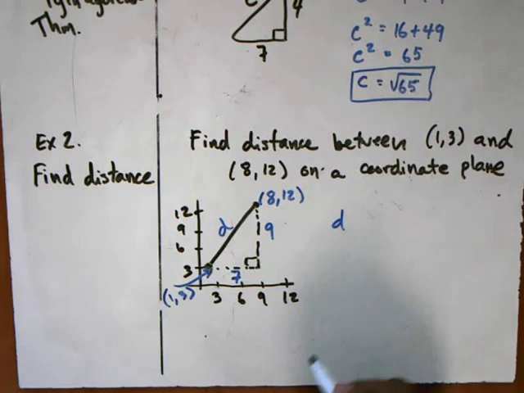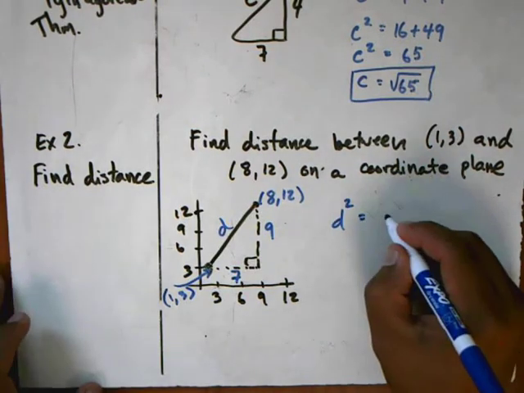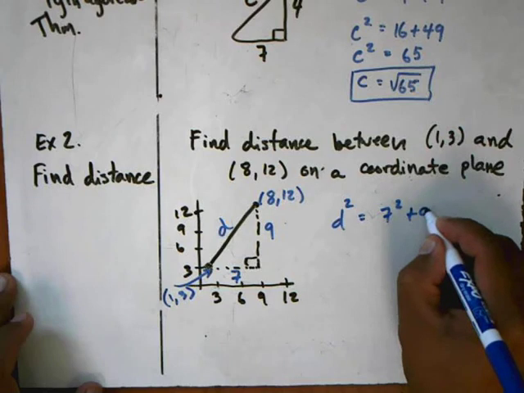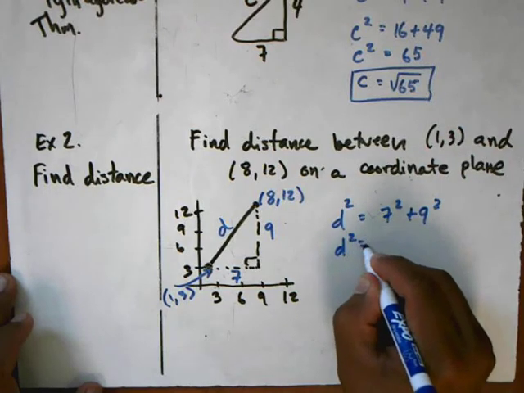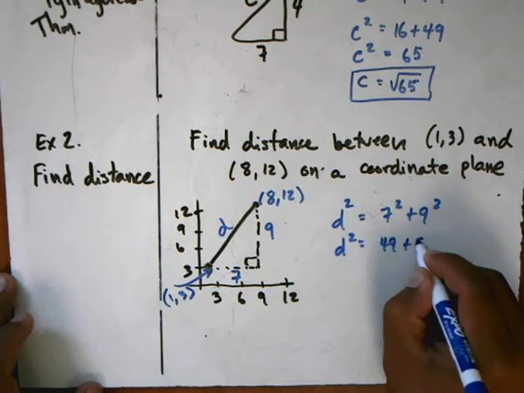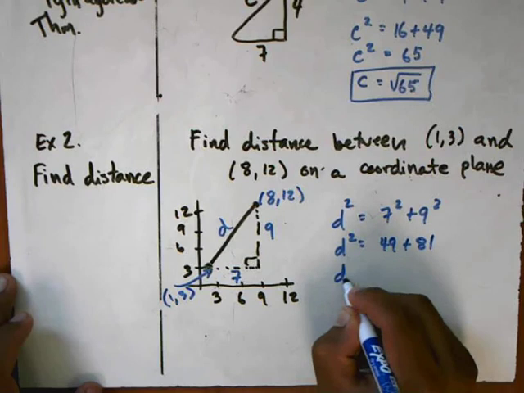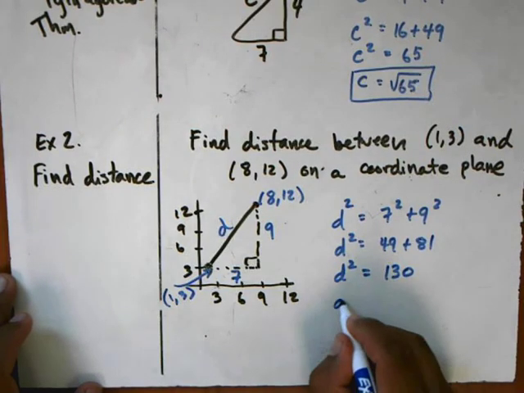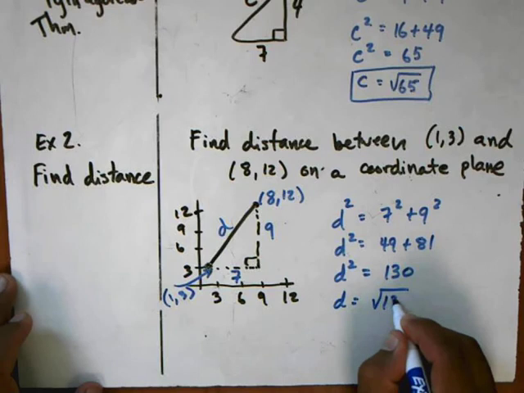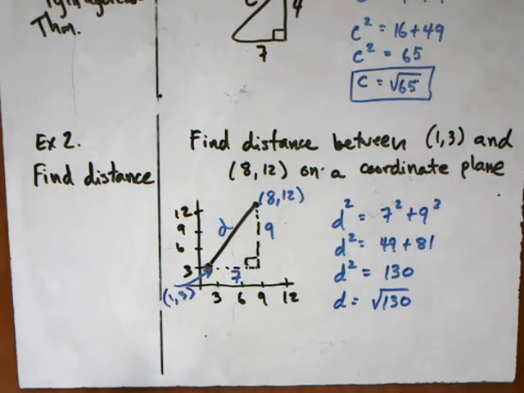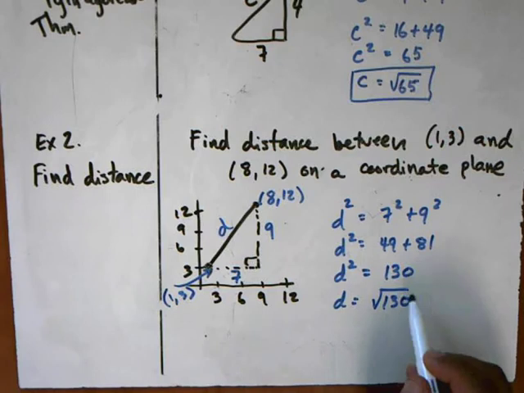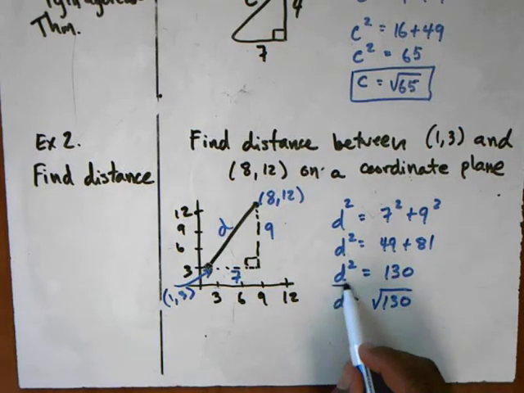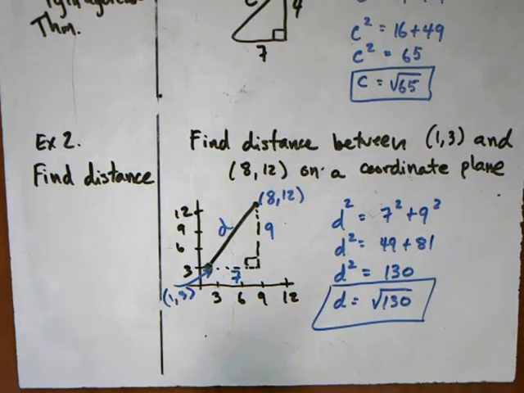And we apply the Pythagorean theorem like we did in example 1. d squared equals 7 squared plus 9 squared. d squared equals 49 plus 81, which is 130. So that means d is equal to the square root of 130. And again, this is as simple of a radical as we can get. It really doesn't get any simpler than that, so that's our final answer.